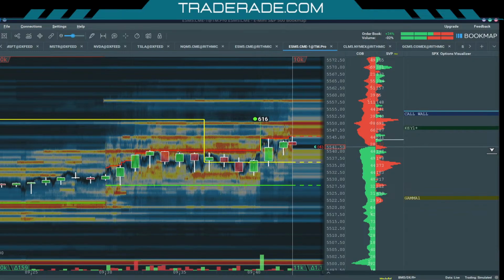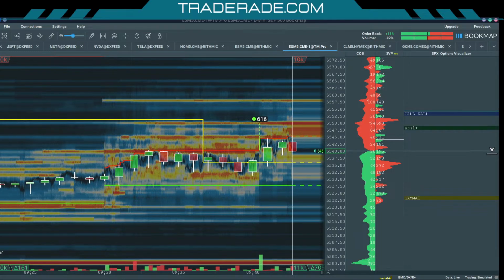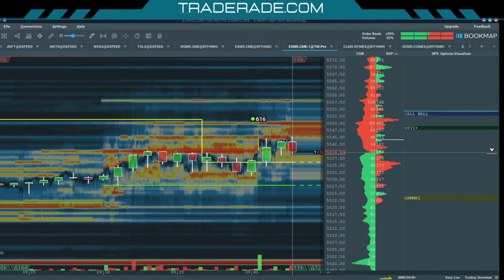So I'm not looking at relative volume. I'm looking at liquidity. I'm looking at book depth. But relative volume is definitely light too, as you're showing.